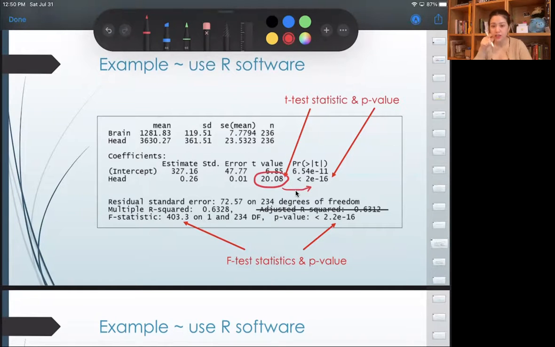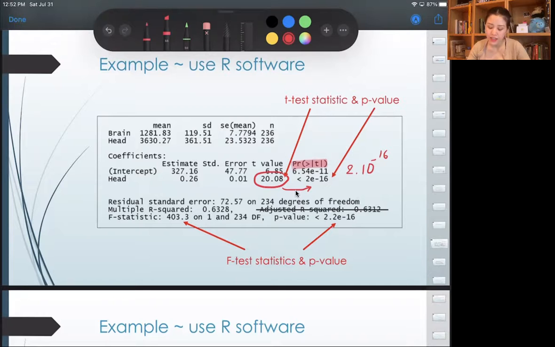If you see e minus 16, that means 10 to the negative 16. So 2e negative 16 means 2 times 10 to the negative 16. That's very small, so it's a very small p-value. Now, this p-value is the two-sided p-value. Notice that, two-sided. Why? Because of this, right here. See that? Two-sided p-value.